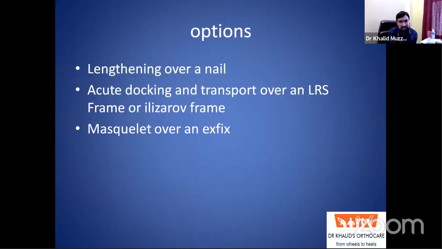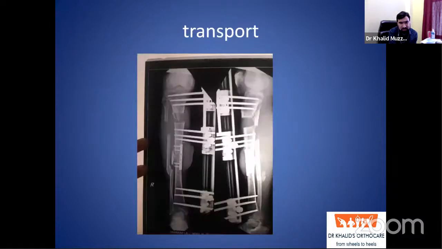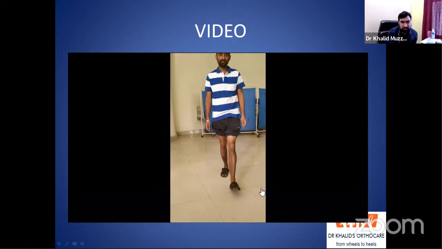Options here will be lengthening over a nail, acute docking and transport over an LRS frame or Elizarov frame, or amputate. So what I did is I transported it. This is final at 11 months. And this is the video of patient walking.